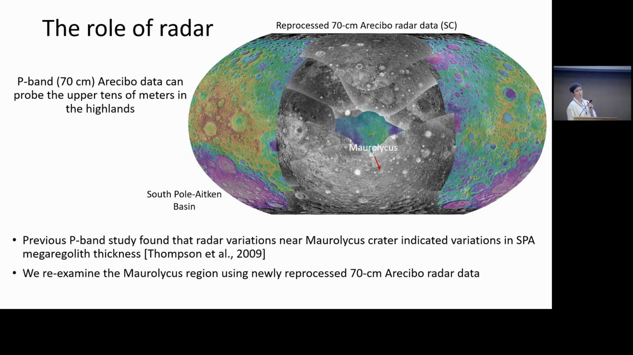In a previous P-band study by Tommy Thompson and others in 2009, they found that there were radar variations in the region near Maurolycus crater, which you can see. It's the red arrow here, just east of Tycho. And they argued that these radar variations indicated variations in the megaregolith thickness from SPA basin. So we're going to re-examine this region using these newly reprocessed 70 centimeter Arecibo radar data.